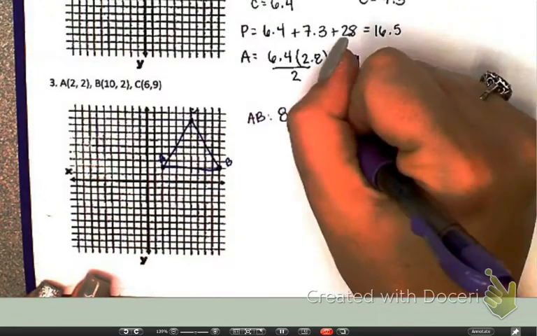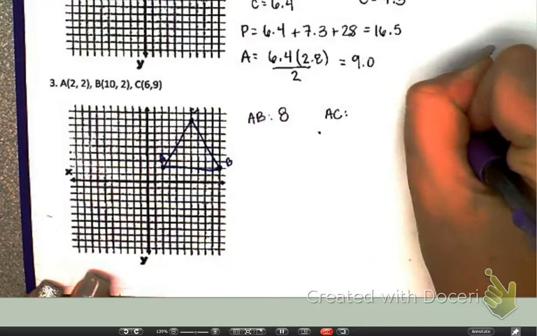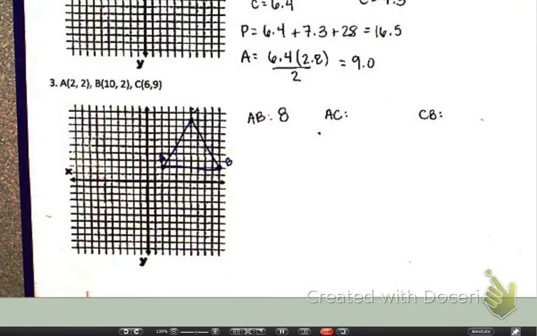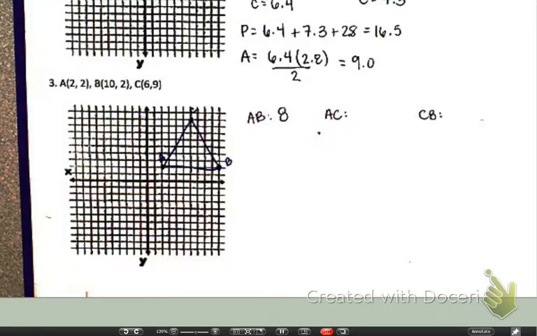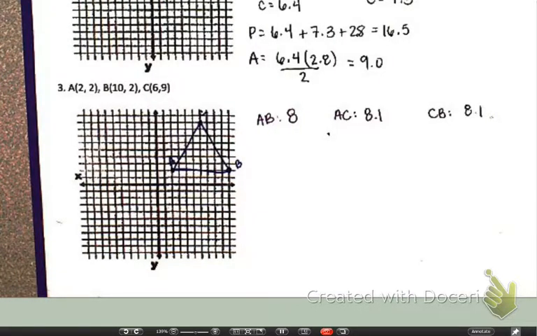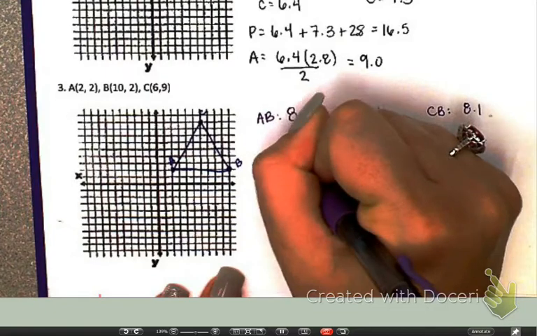We need to find AC, and we need to find CB. Now, instead of all of us doing both of them, the first 4 groups, so again, the front row, and then this group here, you guys are going to find AC. Everybody else is going to find CB. So we have AB is 8, AC is 8.1, CB is 8.1. So perimeter, add up all the sides.